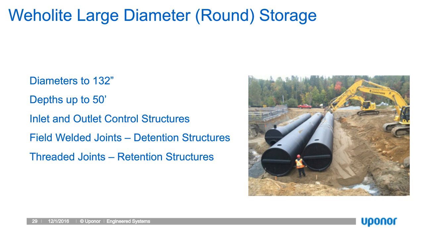So that should give us an understanding of the robust nature of this material and its ability to be used in a wide array of applications. Large diameter, deep structure is incredibly strong. And again, we can accomplish inlet-outlet configurations and control structures. For detention projects or CSO projects, we would utilize a field welded joint, and we'll cover that in a little bit more detail. For retention structures, we have a threaded joint, and we'll review that as well briefly.